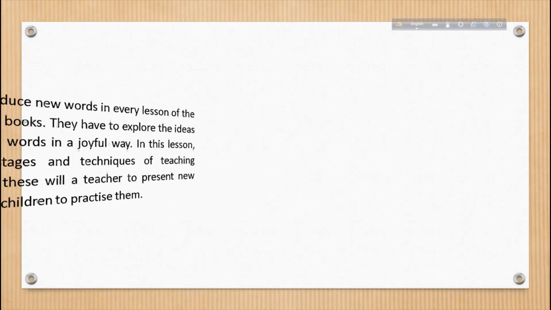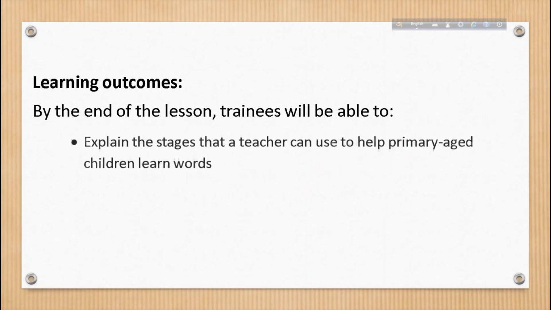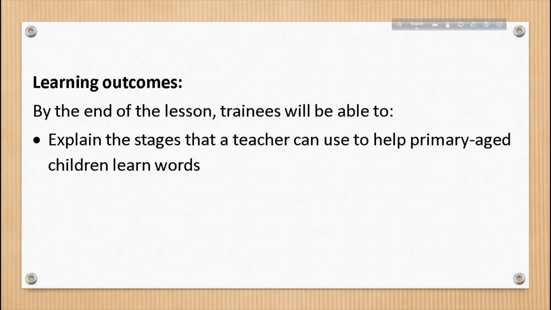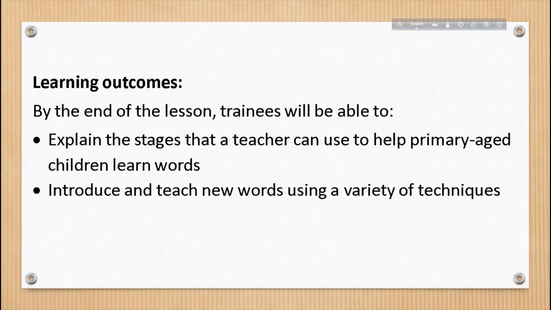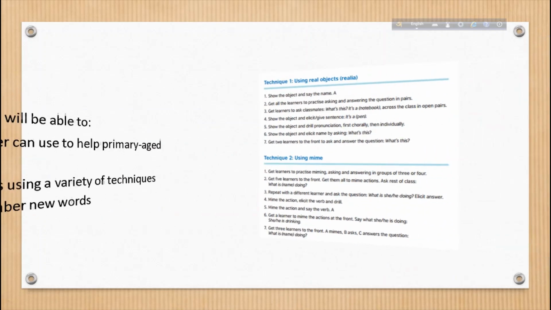What are the learning outcomes of the session? The learning outcomes are to explain the stages that a teacher can use to help primary aged children learn words, to introduce and teach new words using a variety of techniques, and to help students learn and remember new words. So let's start the session.